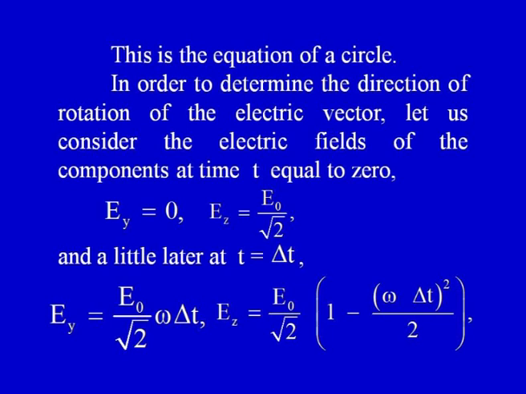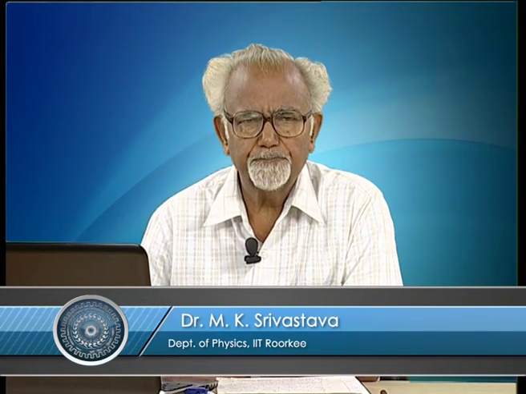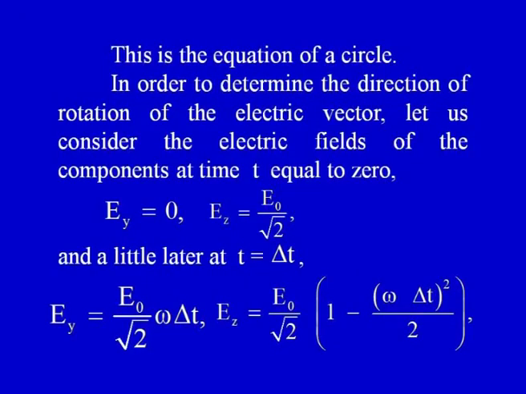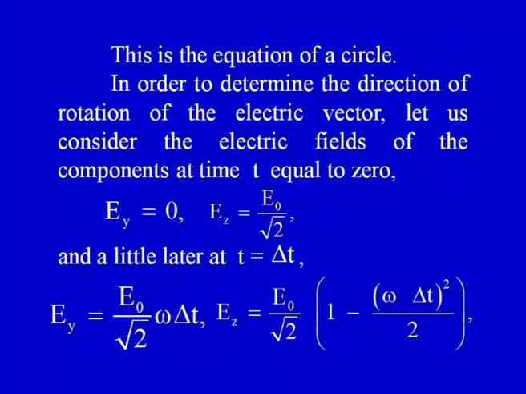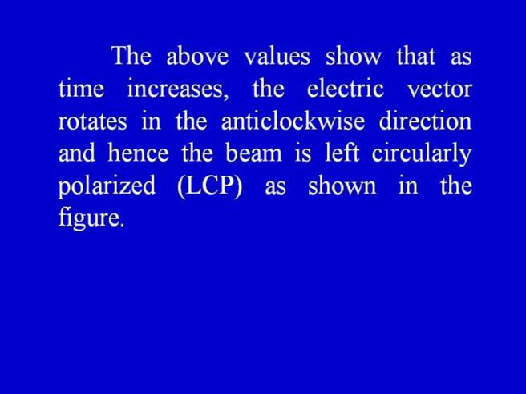In order to determine the direction of rotation, the sense of rotation of the electric vector, let us consider the electric fields of the components initially at time t equal to 0, Ey is equal to 0 and Ez is equal to E naught upon square root of 2, and a little time later at t equal to delta t, Ey becomes equal to E naught upon square root of 2 times omega times delta t, and Ez is equal to E naught upon square root of 2 times 1 minus omega delta t squared by 2. The y component has slightly increased and the z component has slightly decreased. That is why the above values show that as the time increases, the electric vector rotates in the anticlockwise direction, and hence the beam is left circularly polarized, LCP, as shown in the figure.